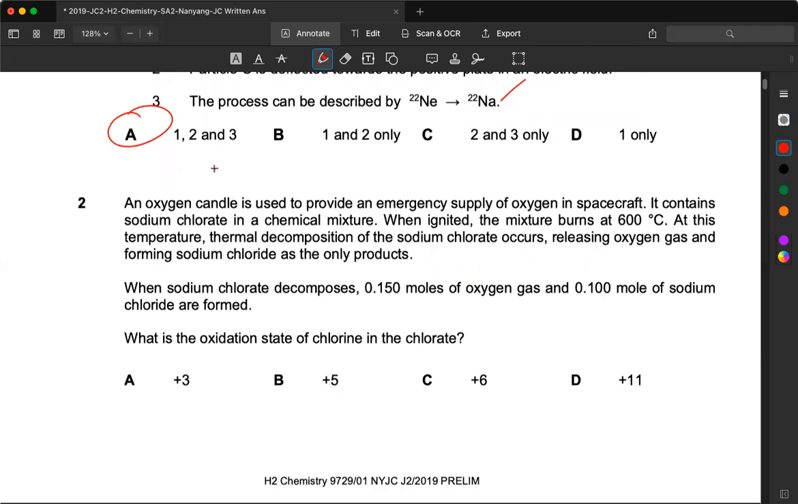Now let's write the formula. Basically it's something like Na, ClOx. Let's ignore the spectator ions here so we make it easier.